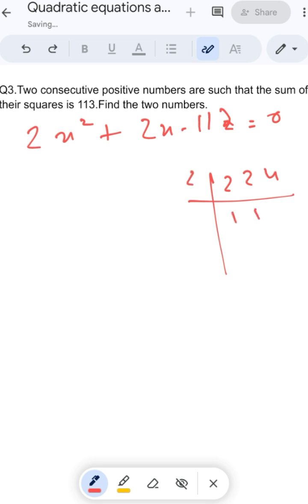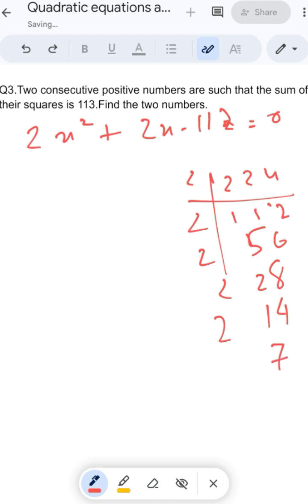2 ones are 2, 2 twos are 4, 2 fives are 10, 2 sixes are 12, 2 twos are 4, 2 eights are 16, 2 ones are 2, 2 fours are 8, 2 sevens are 14, 7 ones are 7. Okay, so let's find out how to make 224. Let's make the combinations. So 2 twos are 4 and 4 twos are 8 and 2 eights are 16, right, and 7 twos are 14.